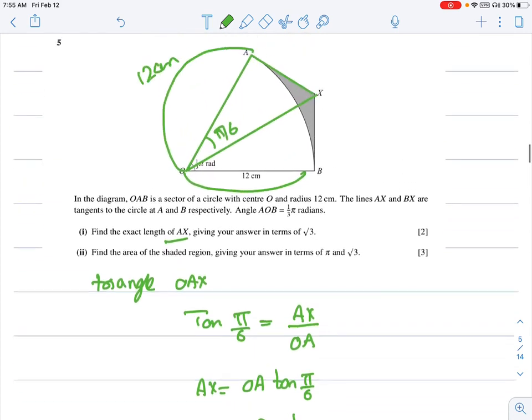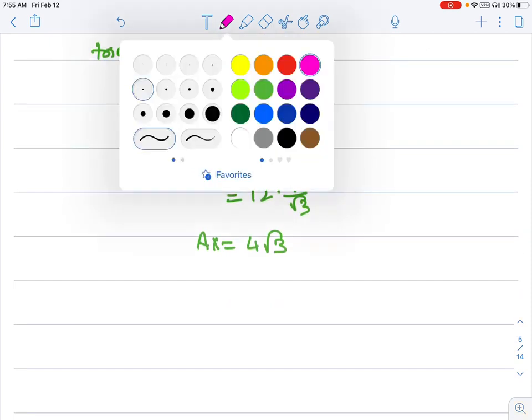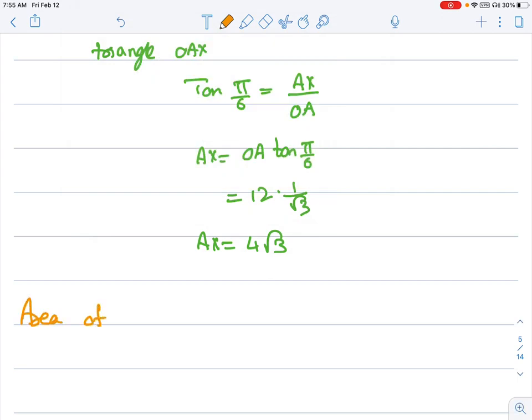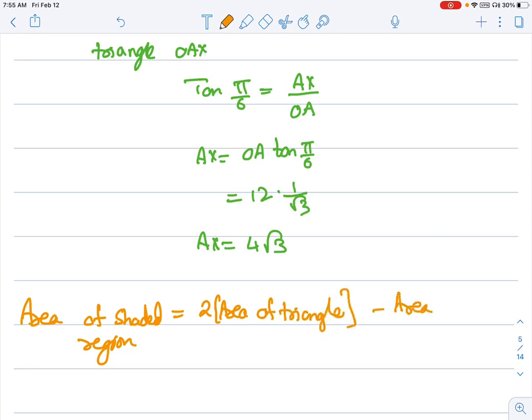Find the area of the shaded region. So now we have two triangles. So see, we can see the green triangles, two triangles' areas. From that area, I am going to subtract the area of the sector. So what am I going to do to get the area of the shaded region? The area of the shaded region is 2 times the area of the triangle. Both the triangles' areas will be the same. So 2 times the area of the triangle minus the area of the sector.